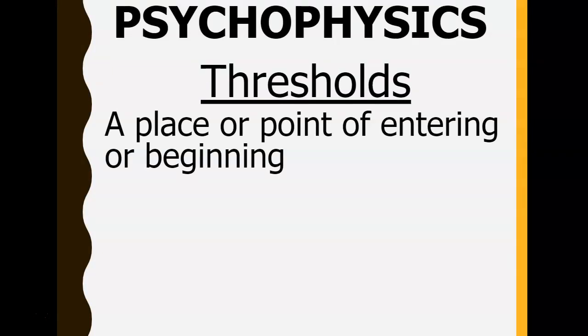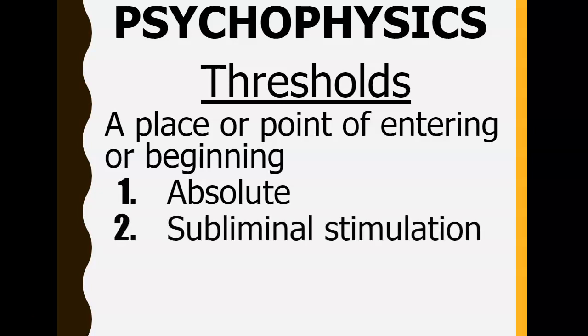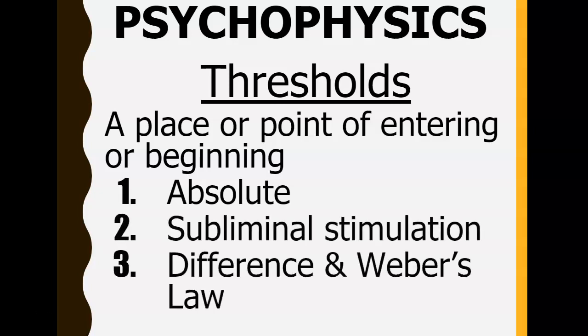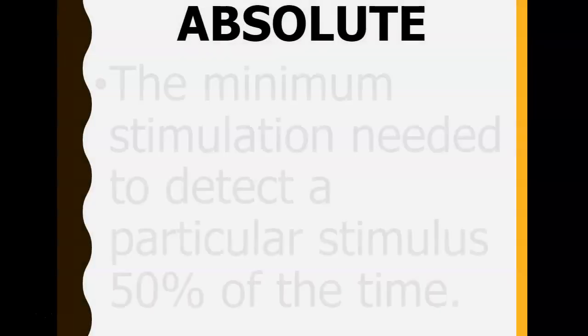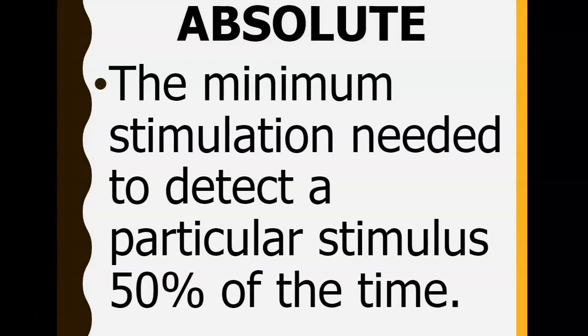A threshold is a place or point of entering or beginning. We have absolute thresholds, subliminal stimulation, difference thresholds in Weber's law, and then signal detection theory. We're going to look at each one of these real quick, starting with absolute thresholds. Absolute thresholds are the smallest amount of stimulus that we can detect, or the minimum stimulus needed to detect a particular stimulus 50% of the time. So the smallest amount of a stimulus that we can detect.